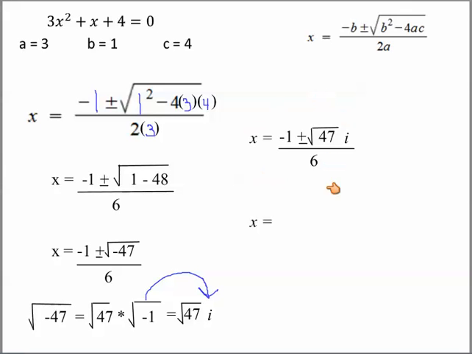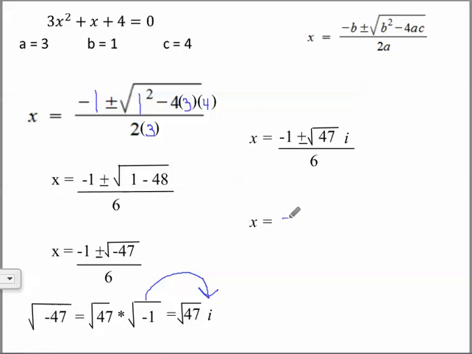So we're almost finished. Now we just need to rewrite our two solutions here. We're not going to get decimal values. Okay, when we're dealing with complex numbers, we're going to just simplify as much as possible. So we're going to break this apart into two separate fractions, and also into two separate answers.